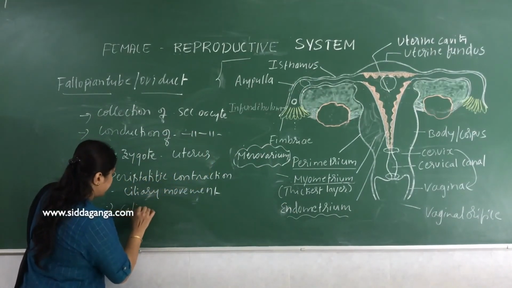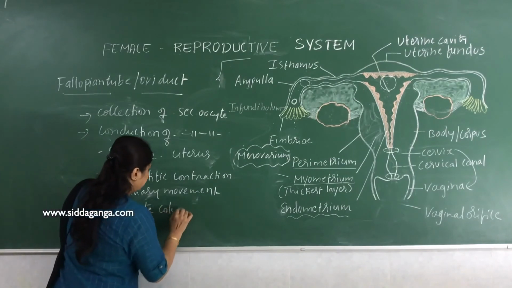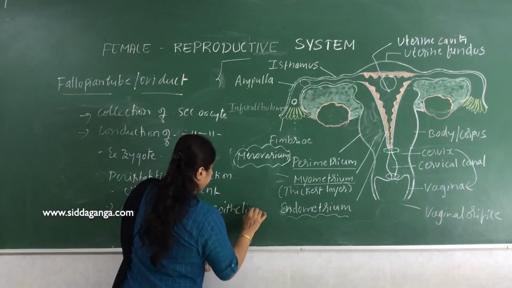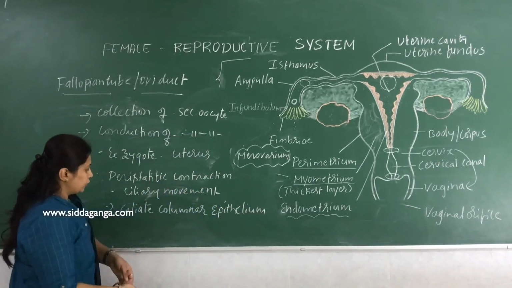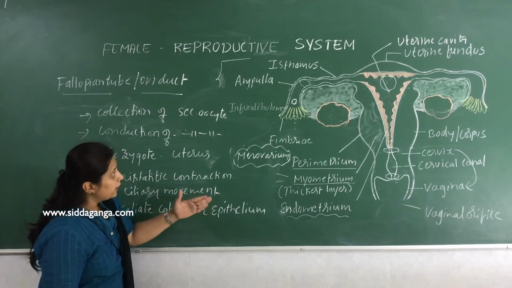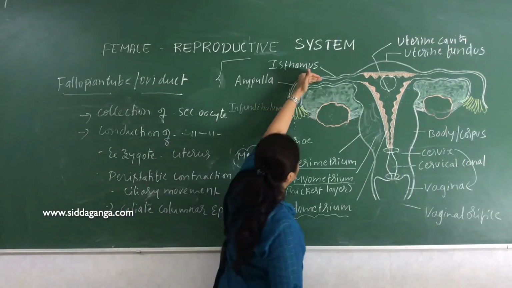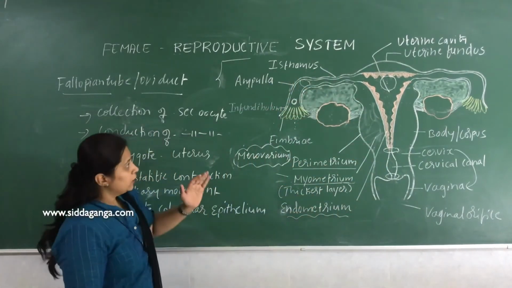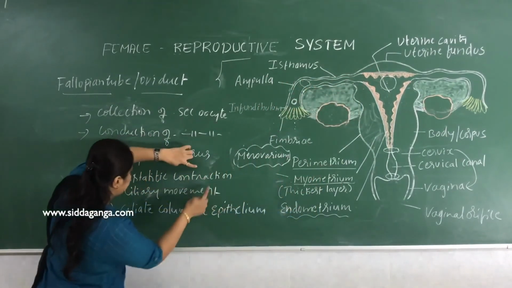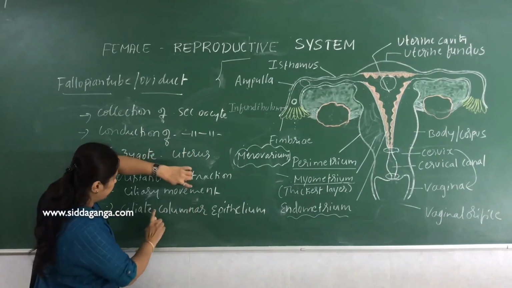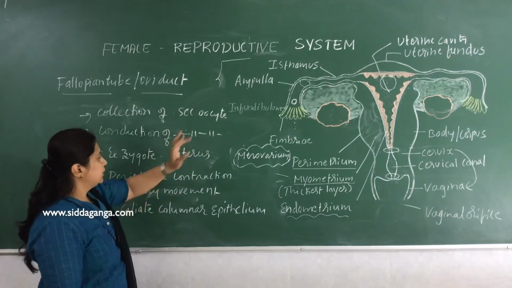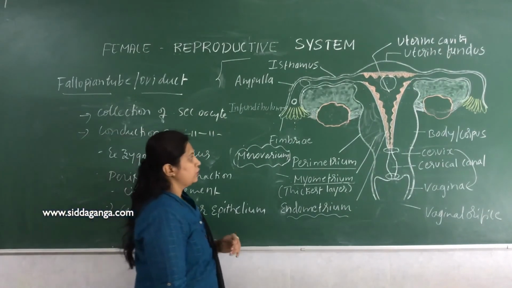So which cells are present here? A ciliated columnar epithelium. The movement of the ciliated columnar cells present in this epithelium helps in the conduction of the secondary oocyte as well as the zygote. So the conduction of the secondary oocyte and the zygote towards the uterus is brought about by the peristaltic contraction of the muscularis layer and the ciliary movement.